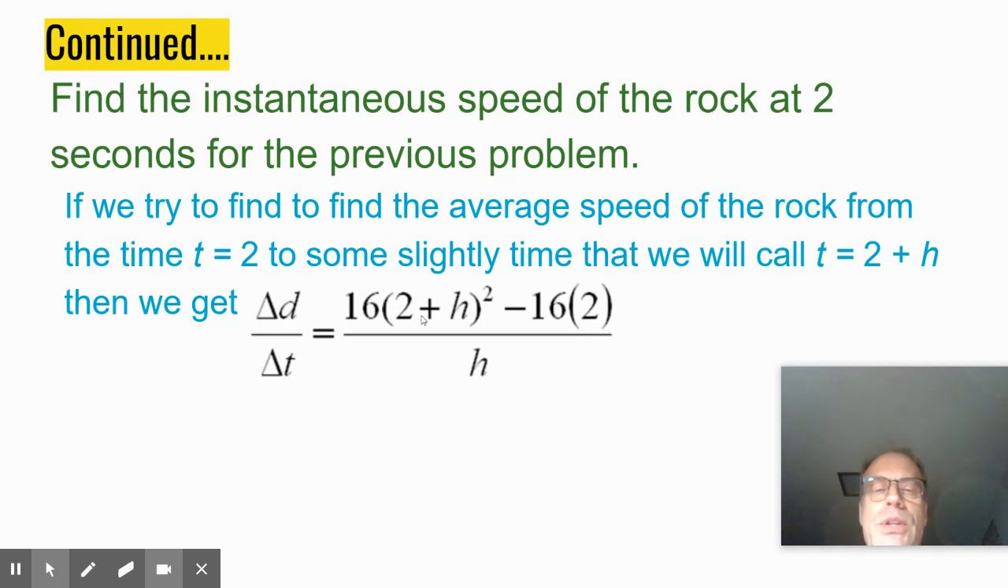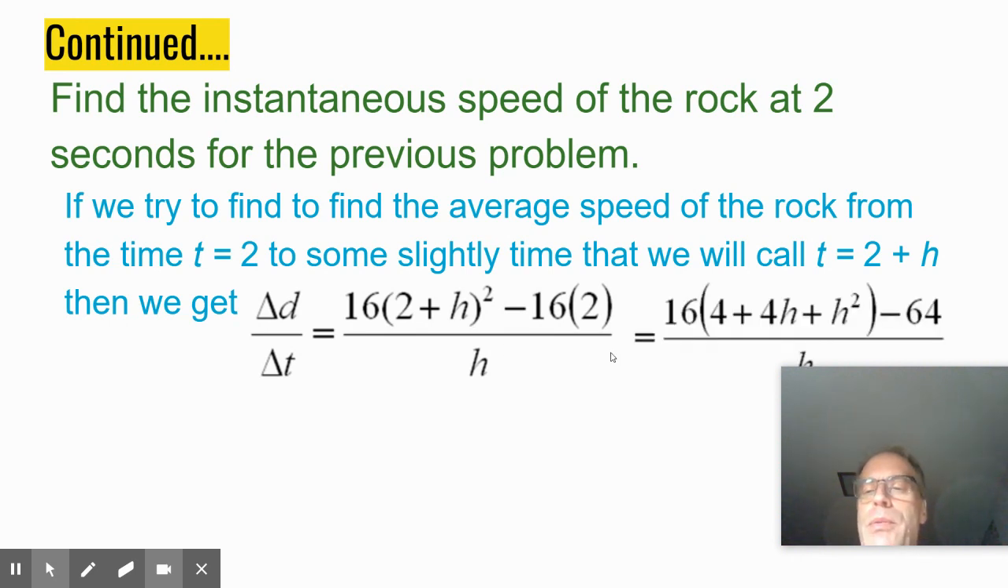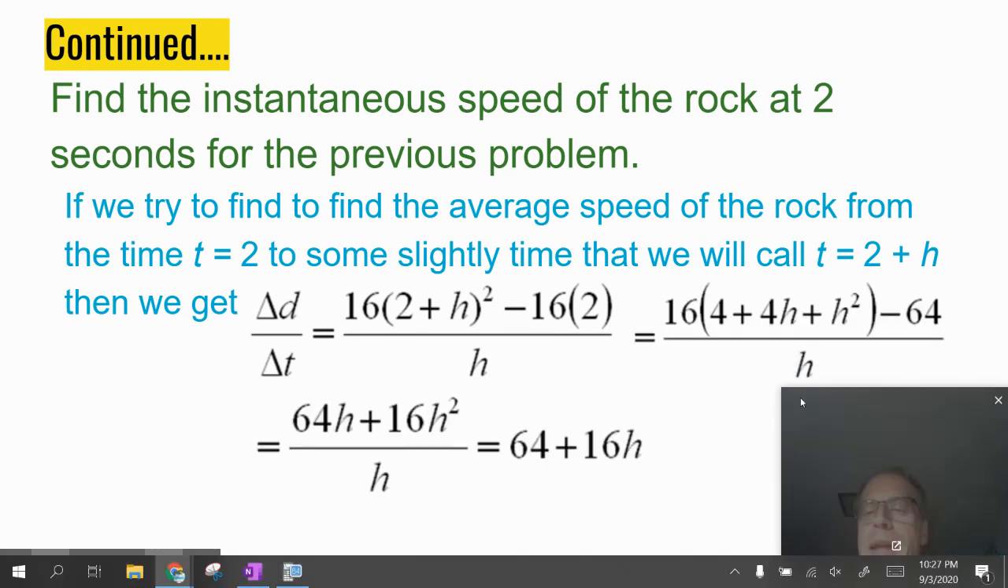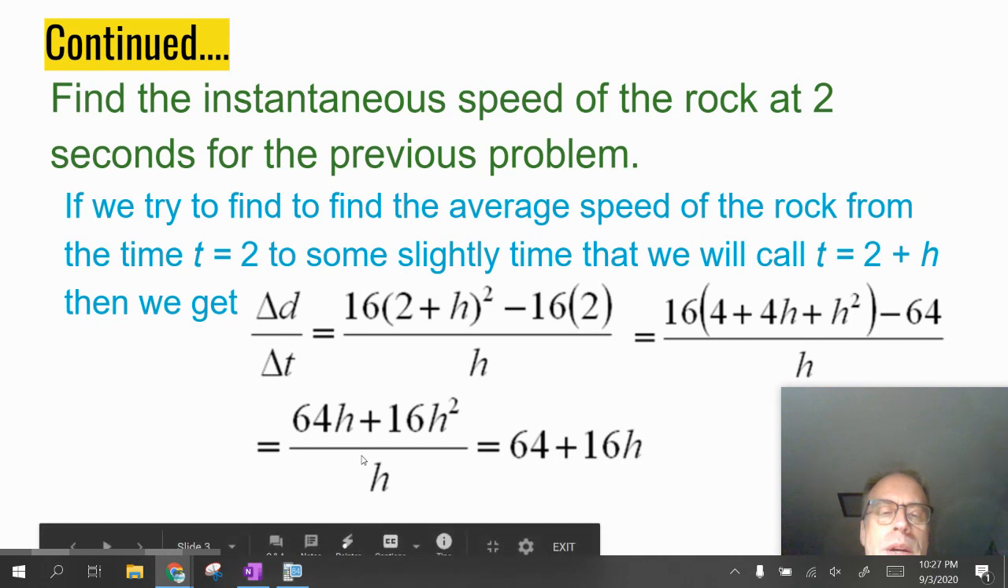Now I'm just going to need to FOIL this out, which is going to get me to there. And then I distribute, which gets me to here. And then I'm going to factor out an h and an h, and I'm going to cancel that h with this h, which gets me down to 64 plus 16h.